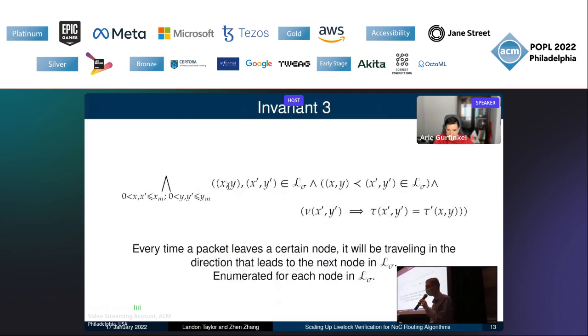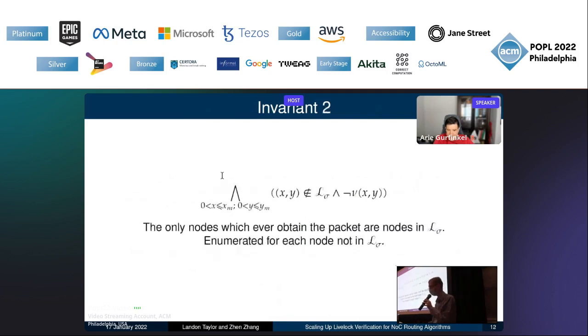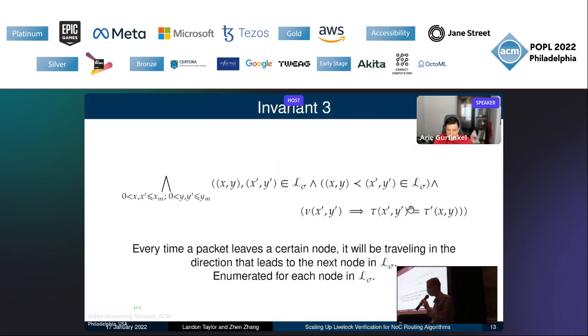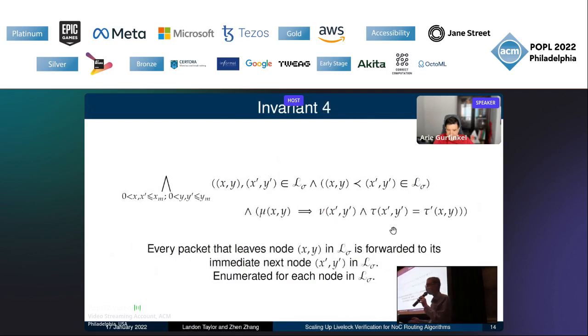Invariant 3 basically says that every time a packet leaves a node within its livelock pattern, it will be traveling in the direction that leads to the next node in the livelock pattern. So looking at this example, if a packet is in this node, we know that it must have traveled west to get there. And that's indicated by this tau with the coordinates.